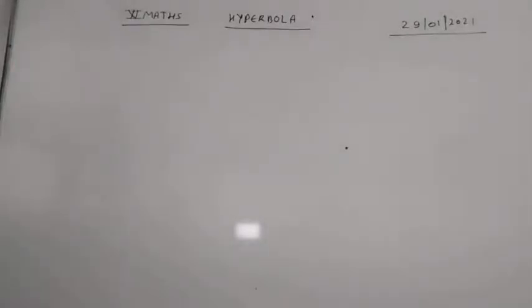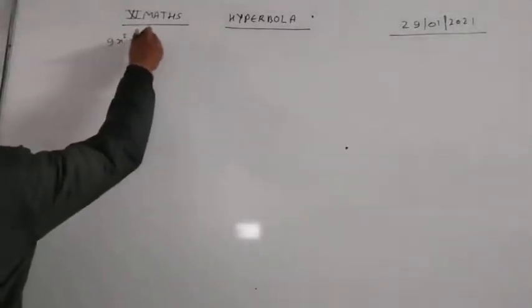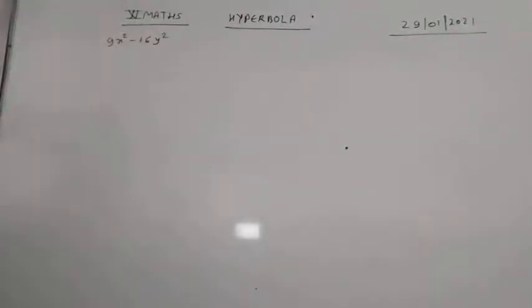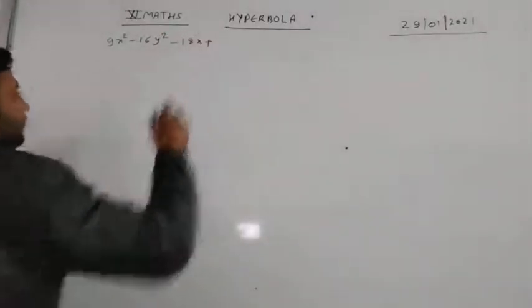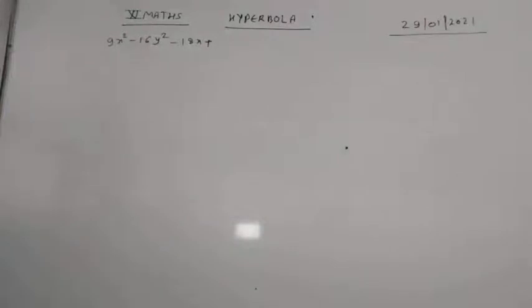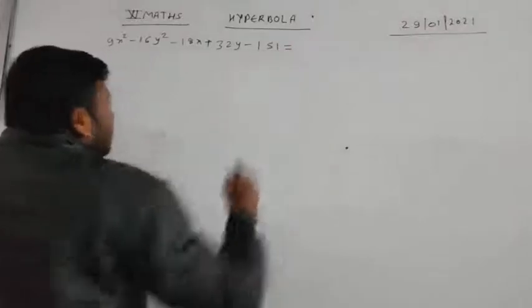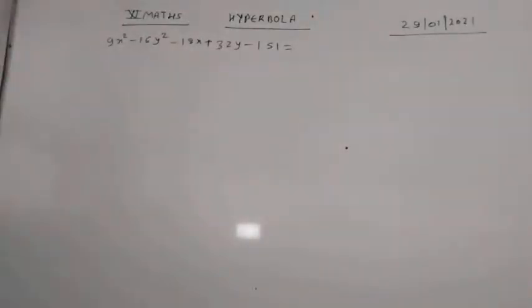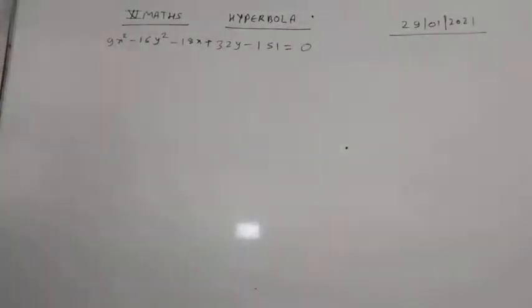show that the equation 9x square minus 16y square minus 18x plus 32y minus 151 is equal to 0. Okay, students, so this is our question. We have to show that this is the equation of a hyperbola.